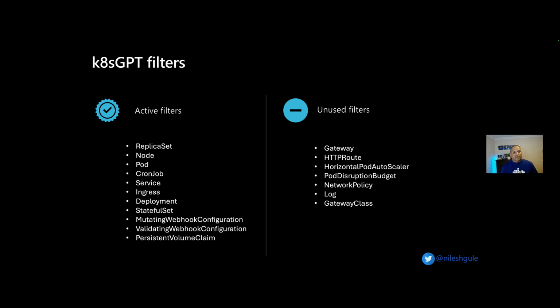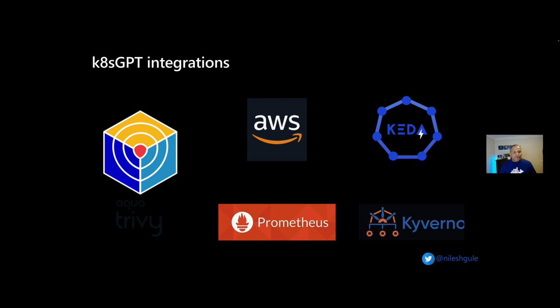Then we looked at the filters which are provided out of the box, like the replica set, node, pod, cron job, and the others which are listed on the screen here. And there are also filters which are not enabled by default, like the gateway, HTTP route, horizontal pod autoscaler, but these can be easily activated if the Kubernetes cluster that we are working with is using one of these types of the Kubernetes object.